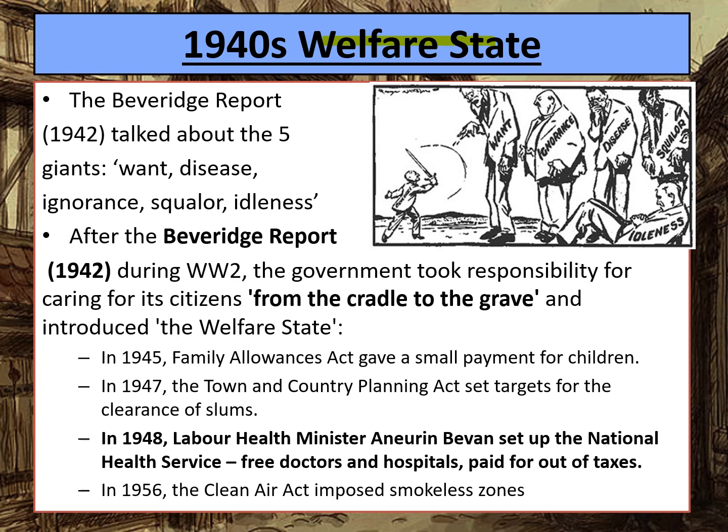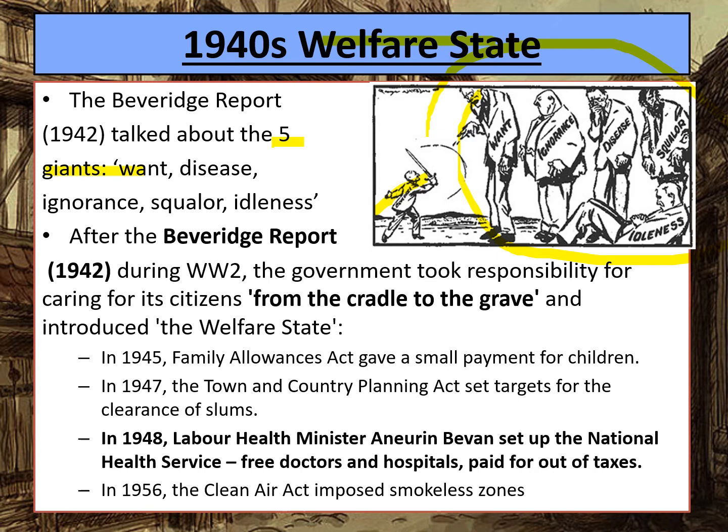Now, in this report, Beveridge talked about massive problems for the poor in Britain, and he talked about the so-called five giants. And you can see him represented here in this source, trying to tackle himself these five enormous problems in society of things like want, disease, ignorance, squalor, and idleness.